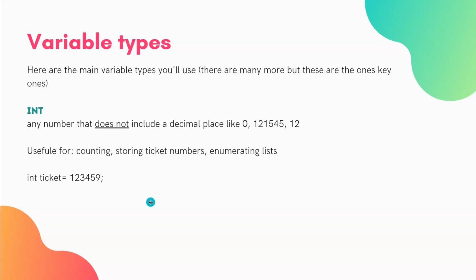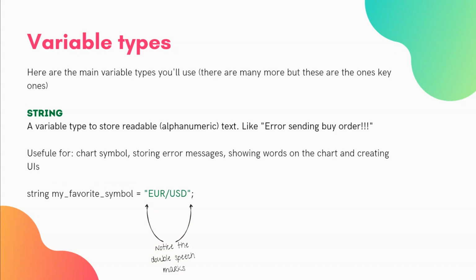Another variable type you'll come across is a string type. This is to store readable alphanumeric text, for example, "error sending buy order" to tell you something. It's useful for chart symbols because they are strings in MetaTrader, storing error messages, showing words on the chart, or creating user interfaces.